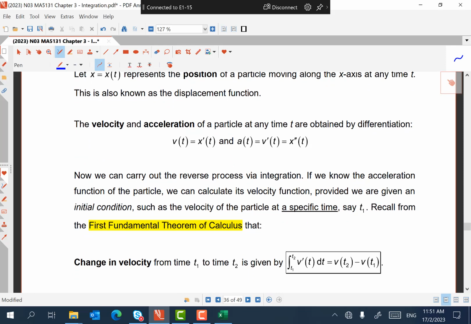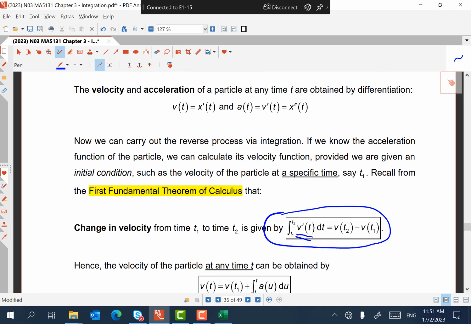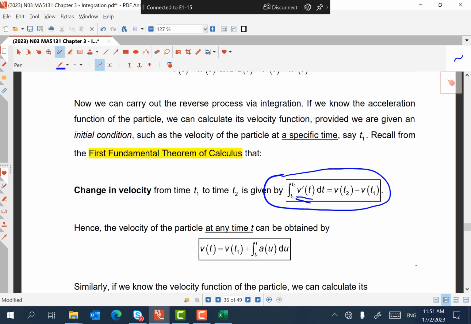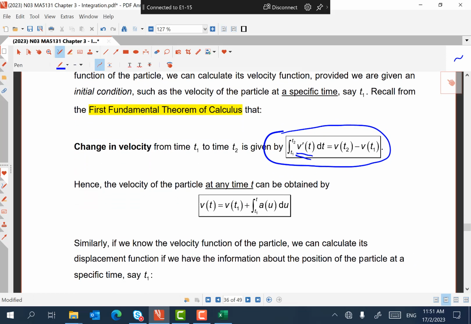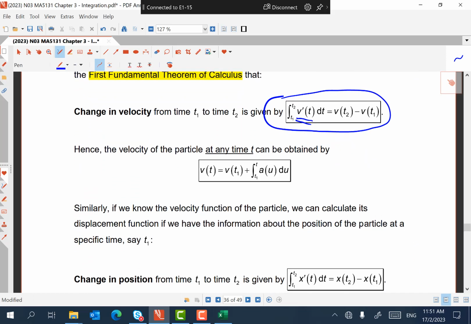To find the change in velocity, you can do it like this, like the integration of the acceleration. The integration of the acceleration actually gives you the change in velocity. This is from the first theorem. And these are all self-explanatory. And then we come to the term.